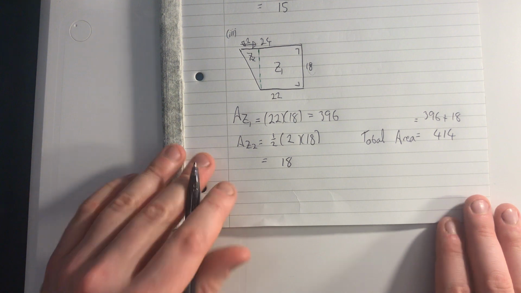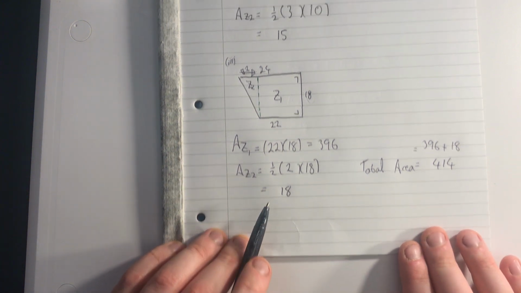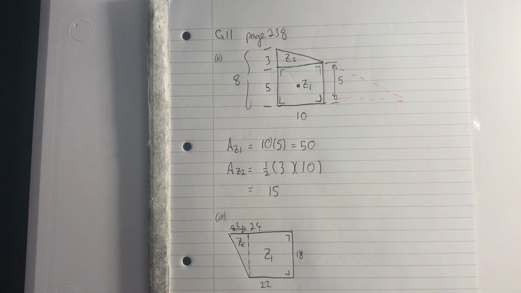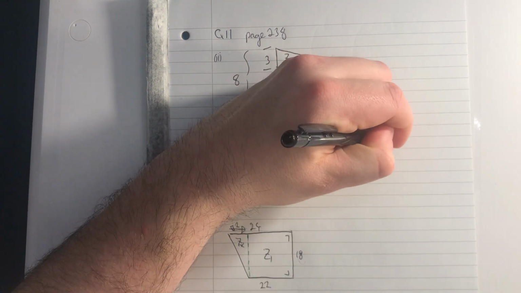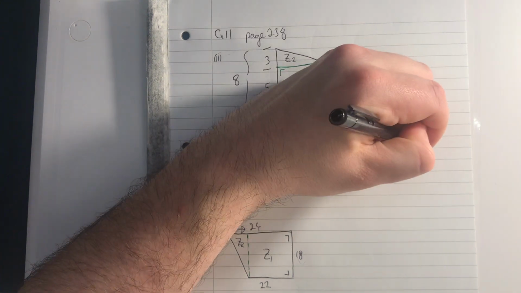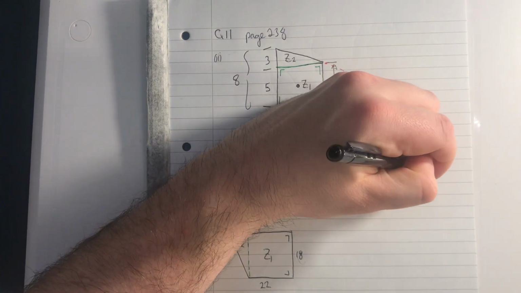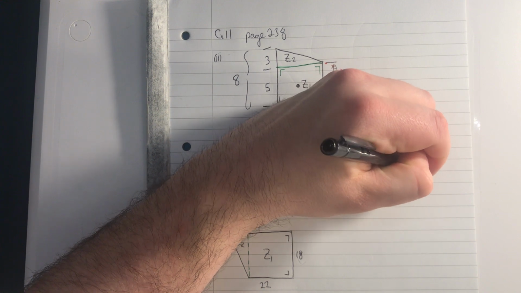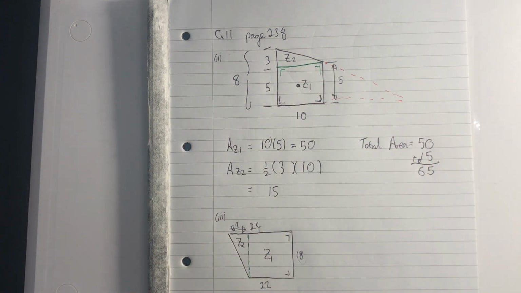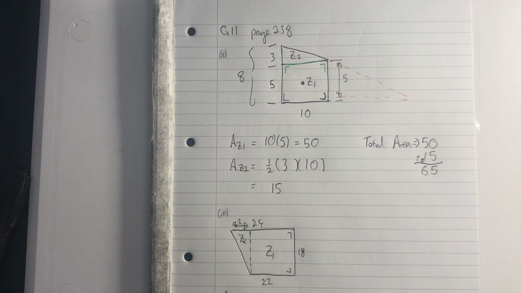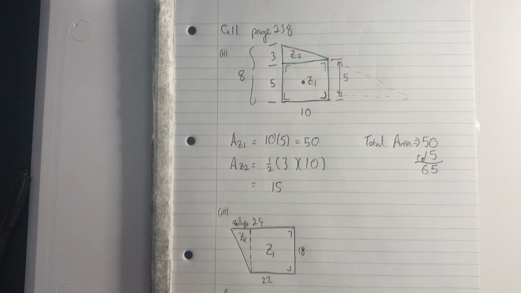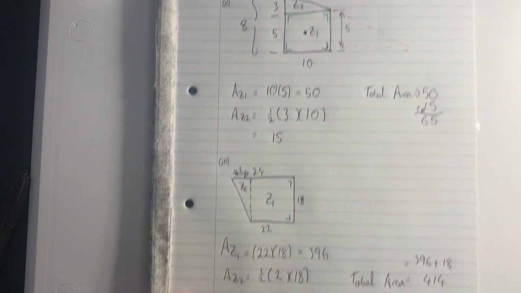And I actually forgot to find the total area for part 2. So total area equals 50 plus 15, which is equal to 65. So 65 is the total area of trapezium 2, and for trapezium 3, the total area is 414.